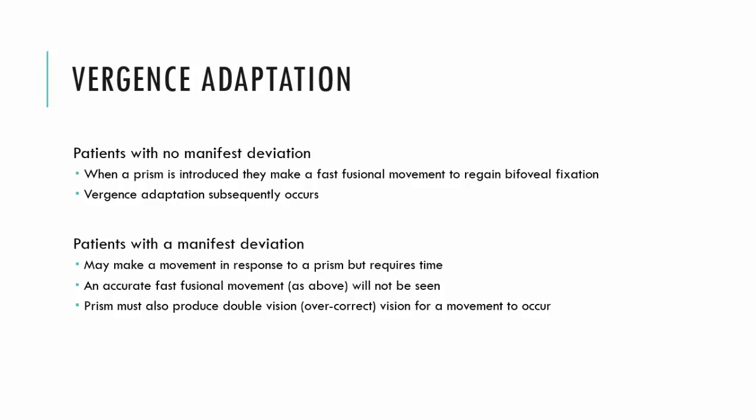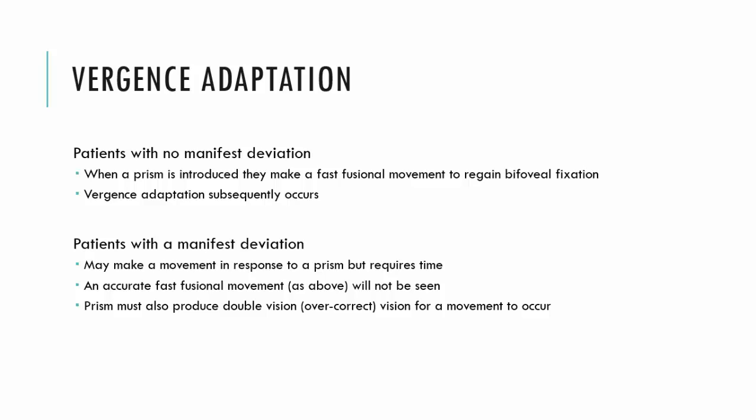So far the examples that we've discussed are with patients with no manifest deviation. So we have a patient who's bifoveal, and when we introduce that prism, a fast fusional movement takes place, bifoveal fixation is attained, and then vergence adaptation takes place. What now happens with a patient with a manifest strabismus?